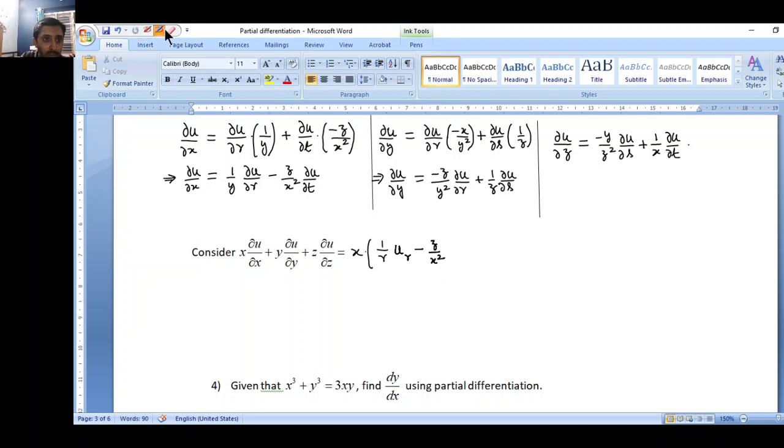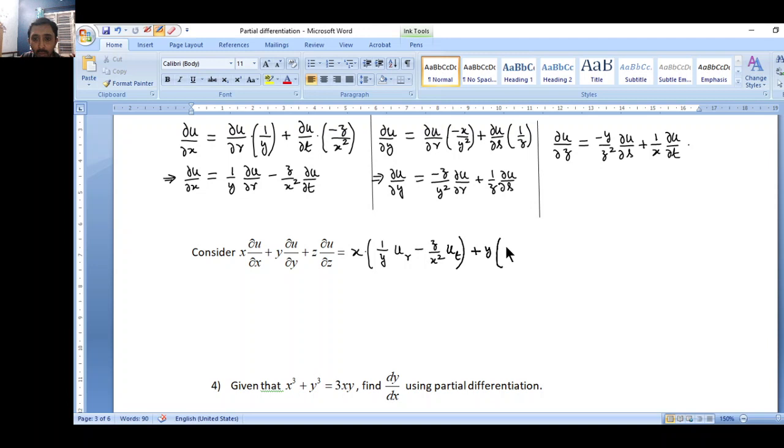I'm sorry, I think this is supposed to be 1 by y, right? Yeah, I got this wrong. So 1 by y into ur, then minus z by x square into ut. So this will be the expression for x into dou u by dou x. And then we have plus y into dou u by dou y.